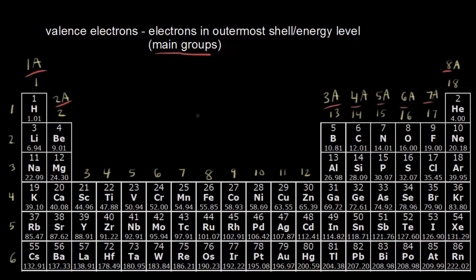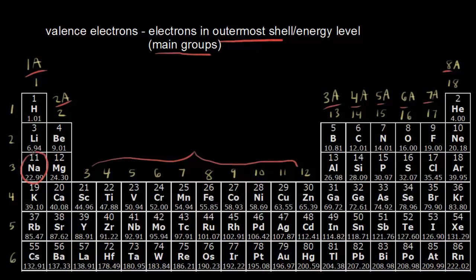We're going to ignore the other way to number the groups, and so we're going to ignore groups 3 through 12 for this video. If you're talking about the main groups, the valence electrons are the electrons in the outermost shell or the outermost energy level. Let's see if we can figure out how many valence electrons sodium has.